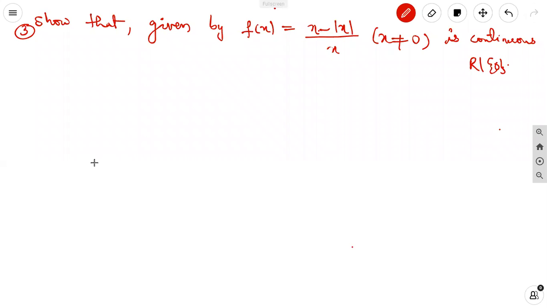The question on continuous function comes in the 4 marks question. Show that f is given by f of x equal to x minus mod x by x, where x is not equal to 0. Why? Because in the denominator the term is x. If x equal to 0, it goes to an undefined function. So the condition is x is not equal to 0. We can show that it is continuous for R minus {0}.